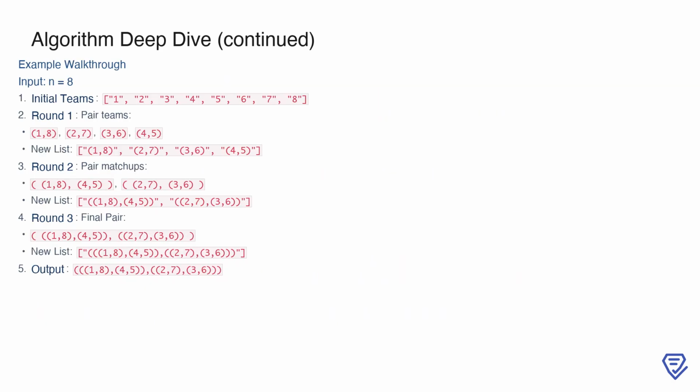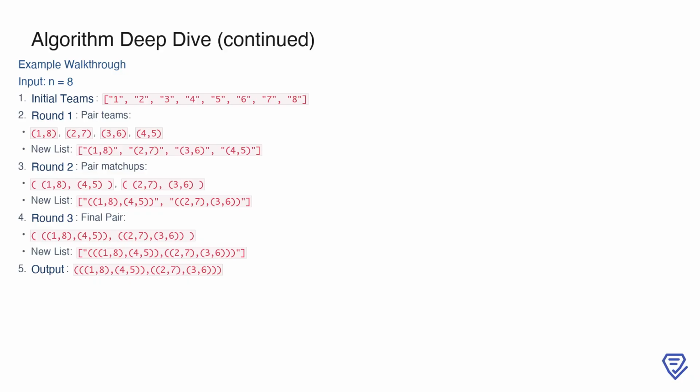Let's walk through an example where n equals 8. Initially, the teams are represented as the list 1, 2, 3, 4, 5, 6, 7, 8. In the first round, we pair the first and last teams, the second and second to last, and so on. This results in the matchups (1,8), (2,7), (3,6), and (4,5), forming the new list (1,8), (2,7), (3,6), (4,5).